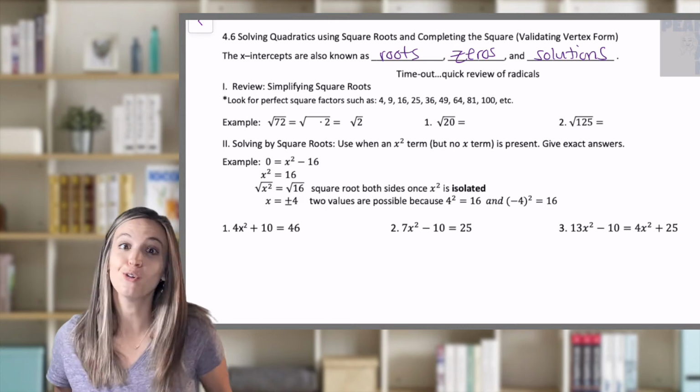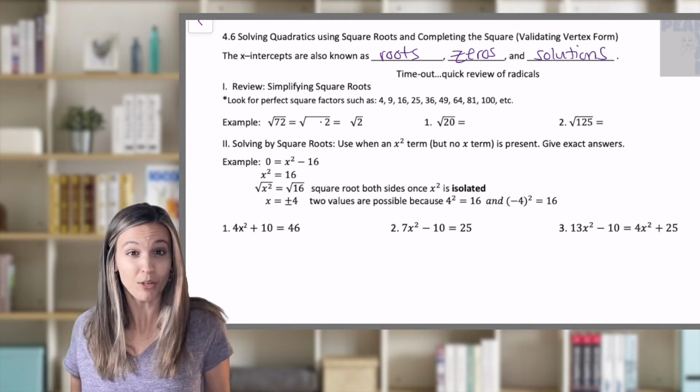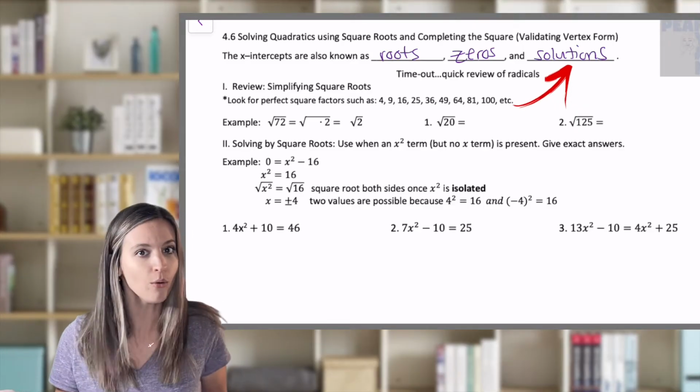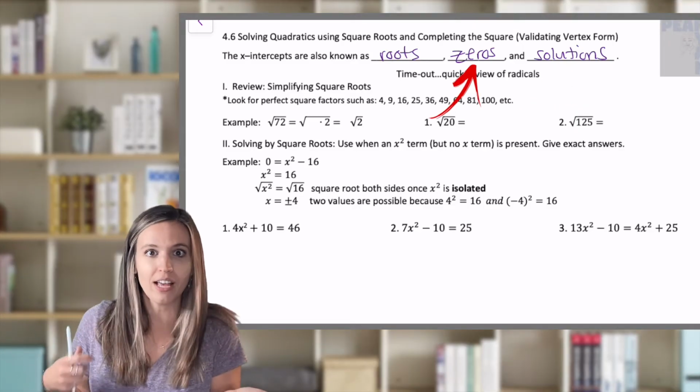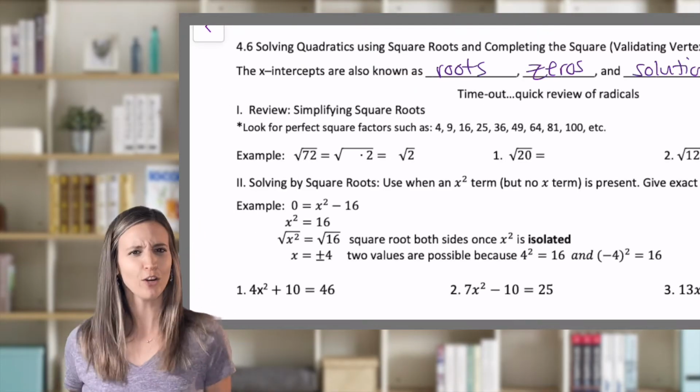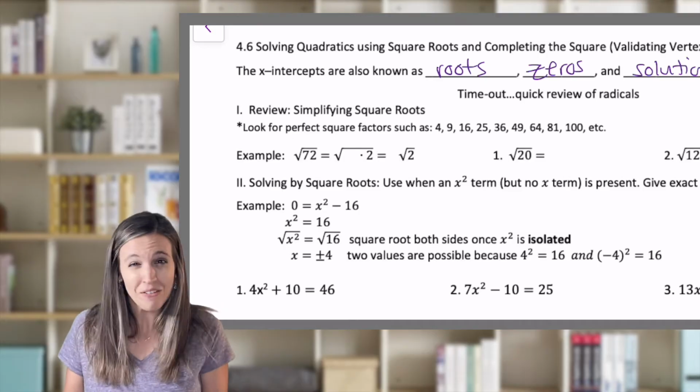Solving quadratics using square roots. Last time we talked about how x-intercepts are called solutions. Well, did you know they're also called zeros and roots? We're going to see a little bit more today why they're called roots. First, let's start off by reviewing simplifying square roots.